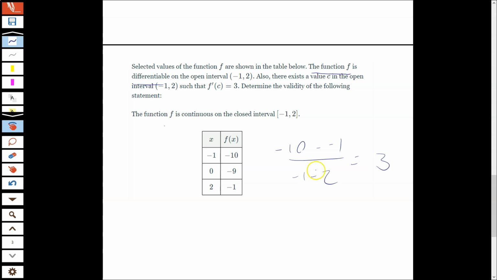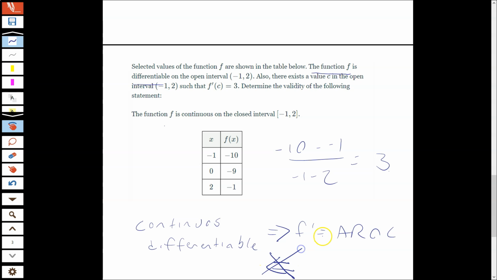However, just because this derivative exists, it does not imply that the function is continuous, right? So this only works one way, just like we saw in the last lesson. So this works this way, but not the other way around. So on this example, when it's asking you to prove one of the hypotheses, we say not necessarily true.